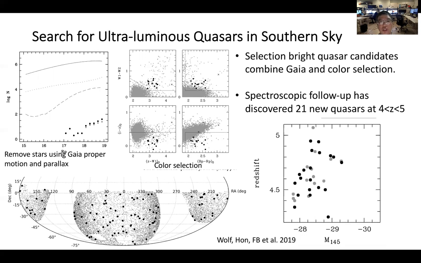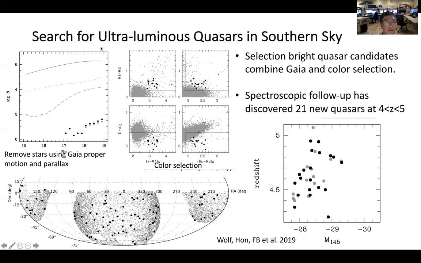And we combine the traditional color selection, including the WISE and the SkyMapper colors, and the Gaia proper motion and the parallax information. In the left plot, I'm showing how Gaia can help us to get rid of the foreground contaminations from stellar sources.